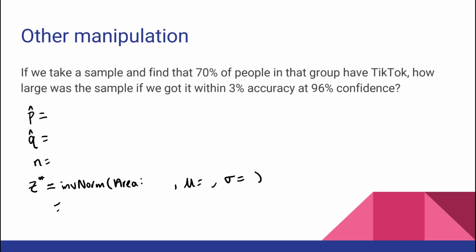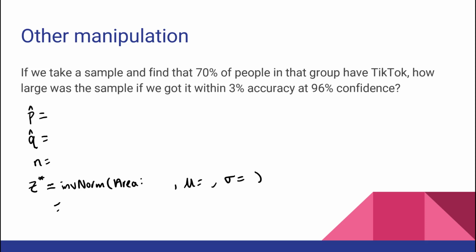Most of the time, they won't just give you a really straightforward problem that just says, make a confidence interval, here's the p hat, q hat, and then here's the percent confidence. Other times, they'll have more roundabout questions that have you manipulate the formula more. So we have an example of that here. If we take a sample and find that 70% of people in that group have TikTok, how large was the sample if we got it within 3% accuracy at 96% confidence?